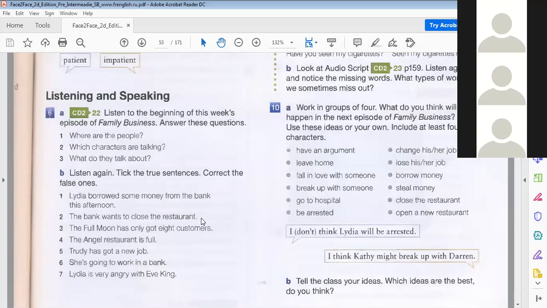Okay, what about number two? The bank wants to close the restaurant. Is this true or false? True. Okay, so everybody agrees that this is true. Number three: The Full Moon has only got 8 customers. False, 6 customers. Okay, just 6 customers. The Angel restaurant is full. True.